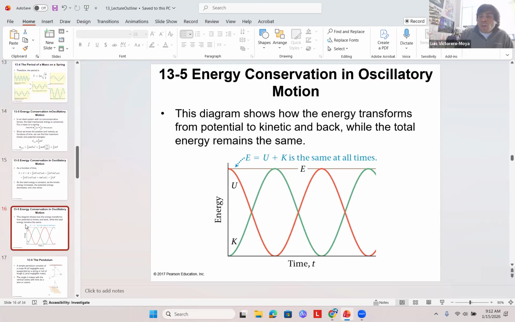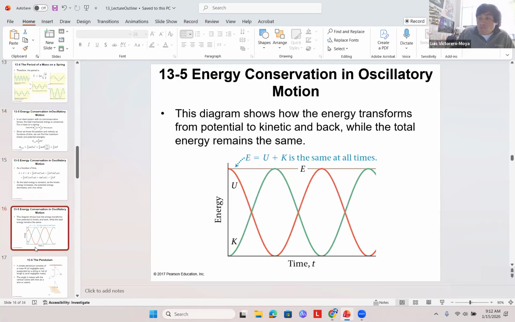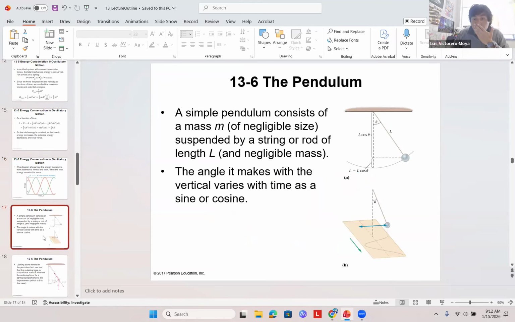So you have another equation here for the energy at all times. Because the total energy depends only on the amplitude, it's just a constant. However, the kinetic and potential energies depend on the values of v and x, so that's why they change as a function of time. And that's basically everything that you need to know for the mass spring system.